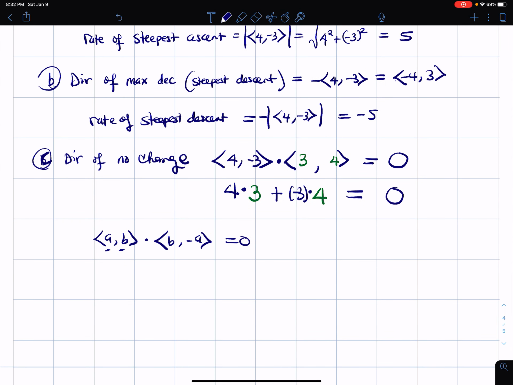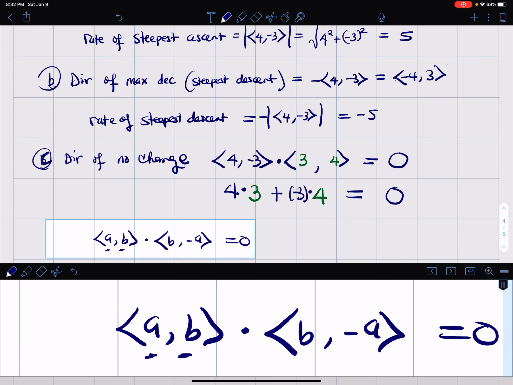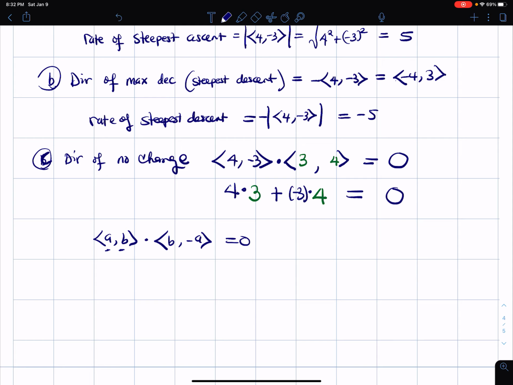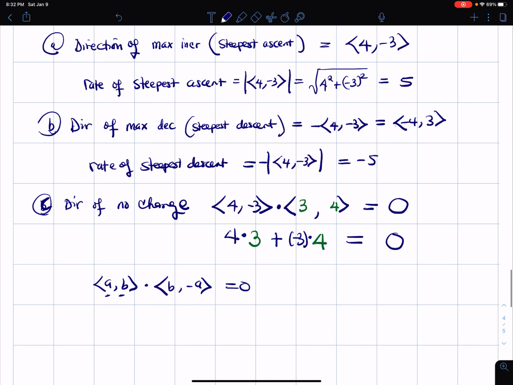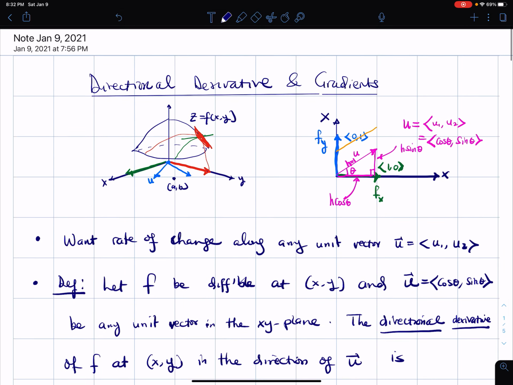Okay, so when I say put a negative on one of them, I just mean put a negative on one of the components. If it's a negative, change it to positive, something like that. We're going to talk more about this in class. I'm going to stop here. I will see you in class.